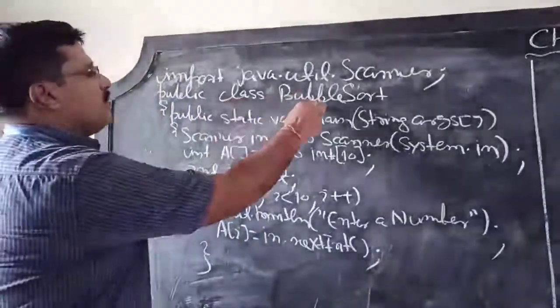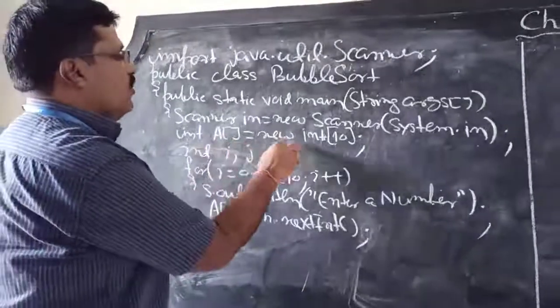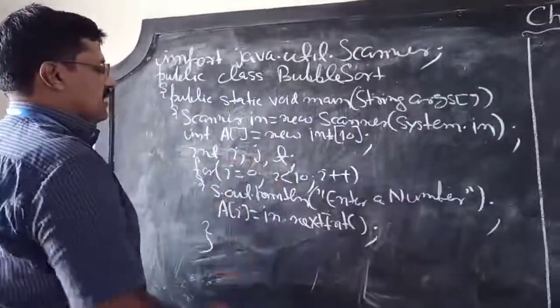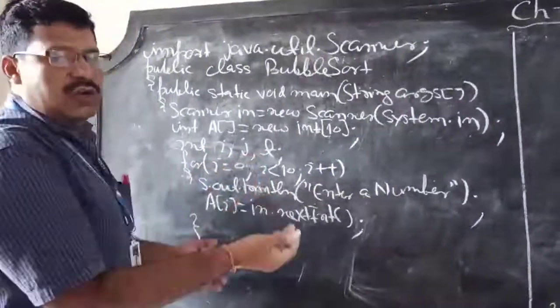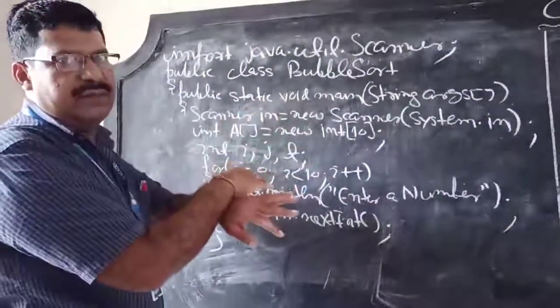So public class BubbleSort. We have declared an array, int a[] = new int[10], of size 10, and int i, j, t. I is the outer loop, J is the inner loop, T is to swap the numbers. To swap the numbers means to interchange the numbers.